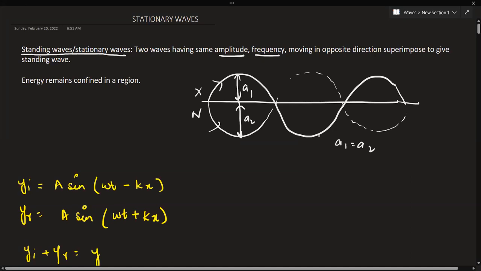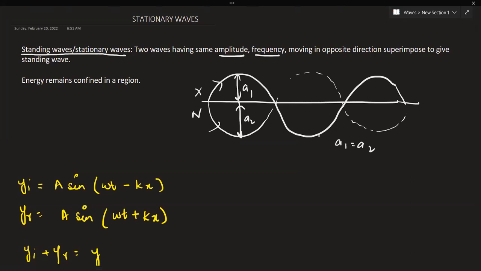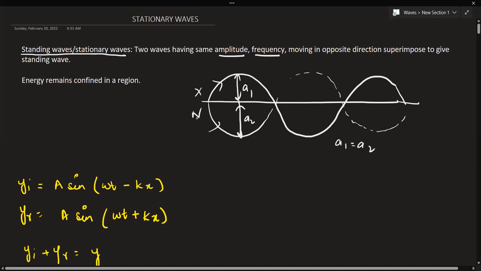But see, in a stationary or standing wave, the amplitude varies from place to place along the wave. This does not mean it says the same amplitude. This means the same amplitude is of both the waves, but the amplitude can vary over here. Means if, let's say, this was 5 centimeter, this was 5 centimeter, it may happen that this will be 4 centimeter and this will also be 4 centimeter.